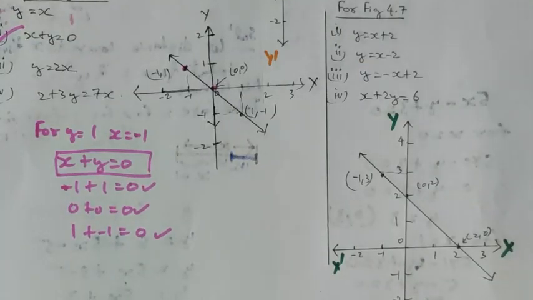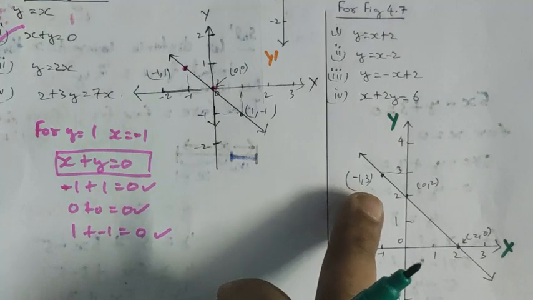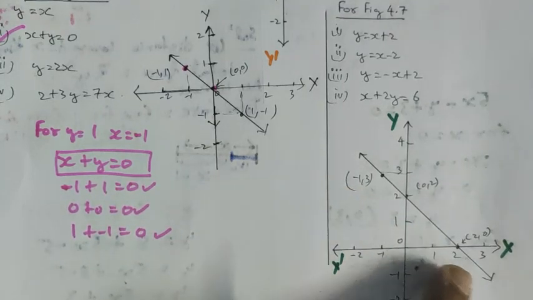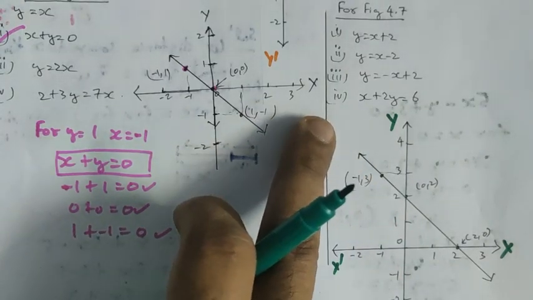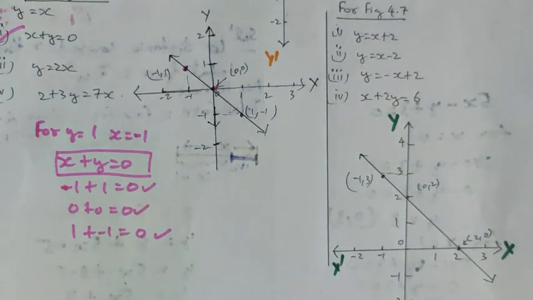In the second part, for figure 4.7, the graph given is like this. The line is passing through 3 points: (-1, 3), (0, 2), and (2, 0). We have to find the correct equation for this. These 4 equations are given, the first being y equals x plus 2.